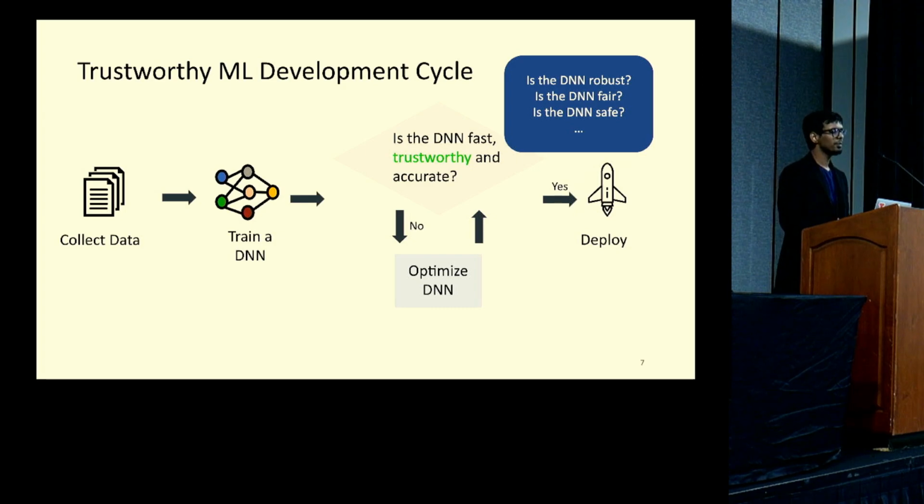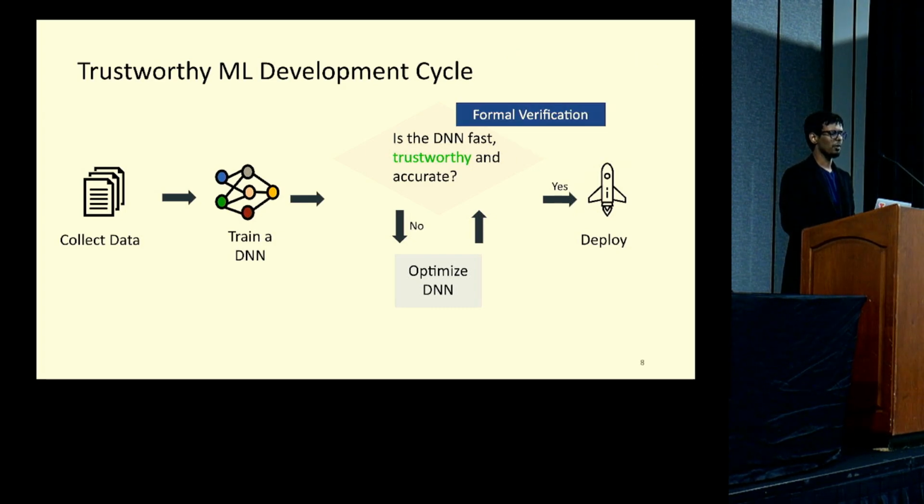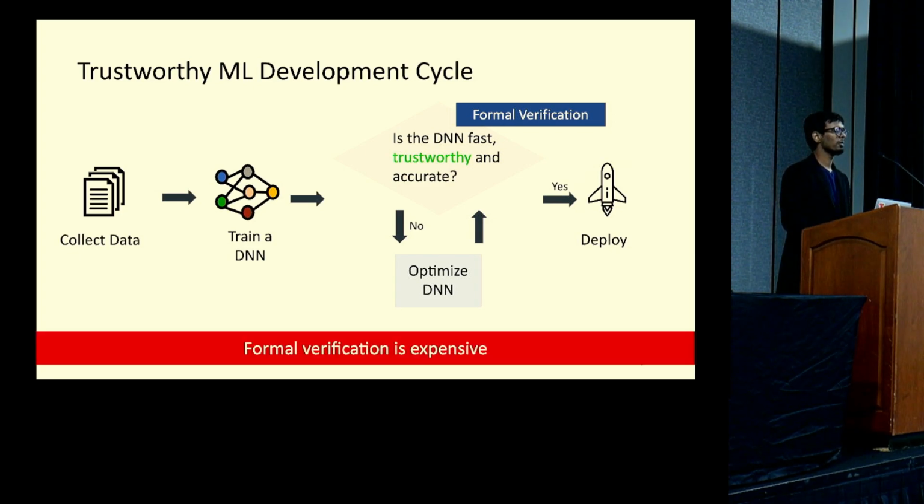And for that, we need formal verification because it can symbolically reason about infinite set of inputs simultaneously and can provide those guarantees. However, we know that formal verification is expensive, and it can become bottleneck in this development cycle because we have to verify multiple properties on multiple networks, and every time the network is even slightly modified, we have to run formal verification from scratch.